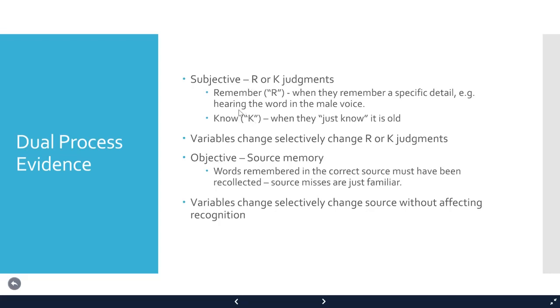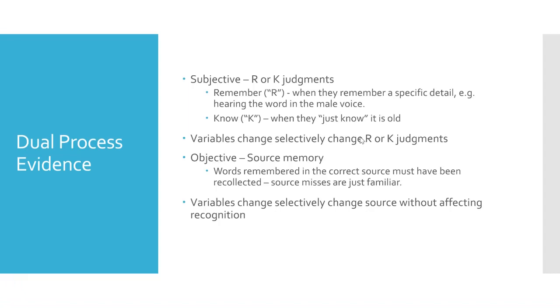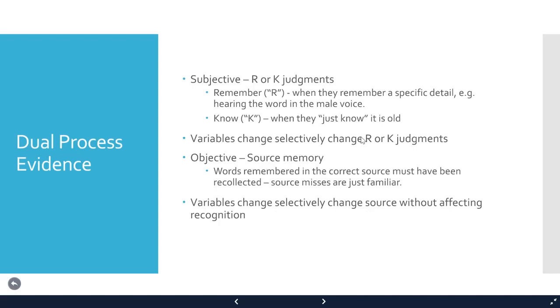Now, the bottom line is you can use experimental variables that change R judgments and leave K judgments alone, or vice versa. They can alter K judgments and leave R judgments alone. That evidence suggests that these two states are dissociable. And if they're dissociable, then that leans towards a dual process interpretation. The problem with that, though, is it's been criticized for being too subjective, that maybe people aren't in touch with their subjective experiences very well.